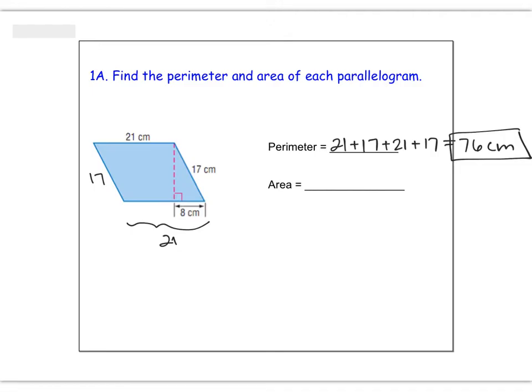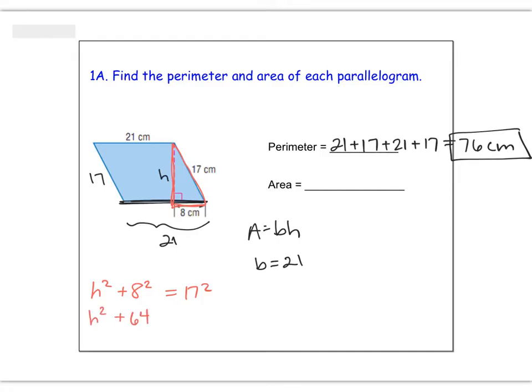Now to find the area, remember, it's going to be base times height. In this case, I can see the base is 21. It's this distance down here. But the height, we do not know. It would be that red dotted line. So to find the height, we're going to have to do a little Pythagorean theorem. We're going to do height squared plus 8 squared equals 17 squared. We're going to use this little triangle over here on the right.